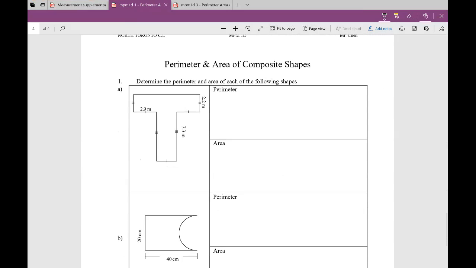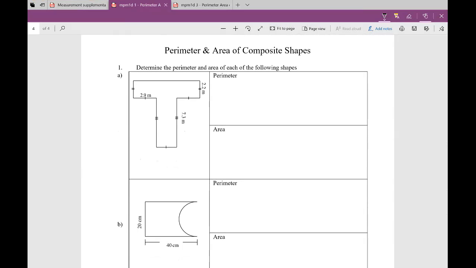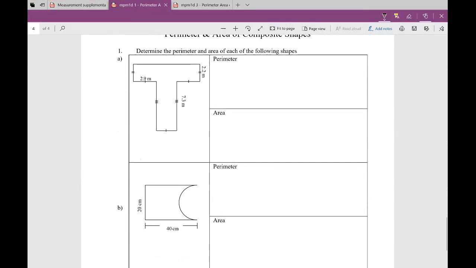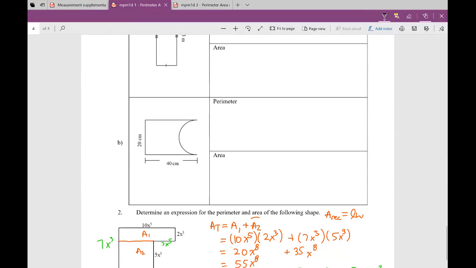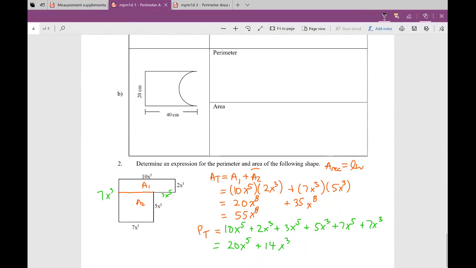Then we get to the perimeter and area of composite shapes. Again, there's posted answers to that. And if you need some more specific help, I can help you. But the one I want to actually help you with was this question here, question 2. And as you can see, I already did the answer for you. So let me just walk through it so that you can see it in clear detail.